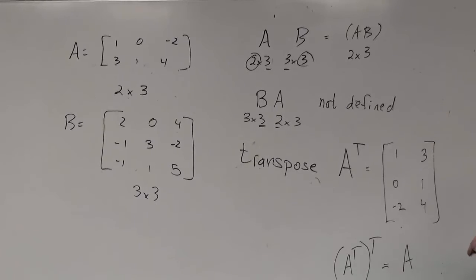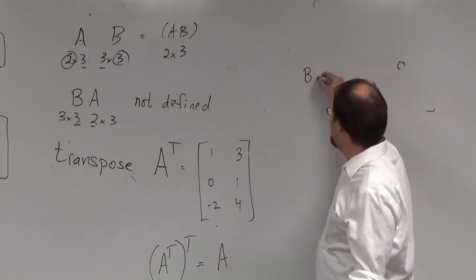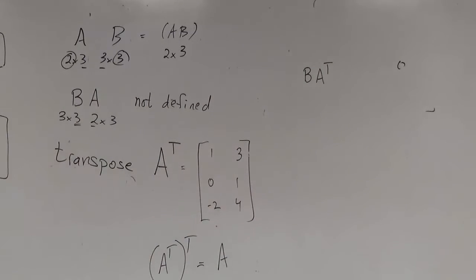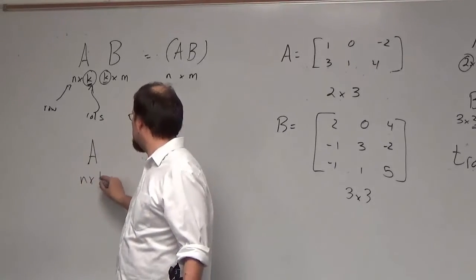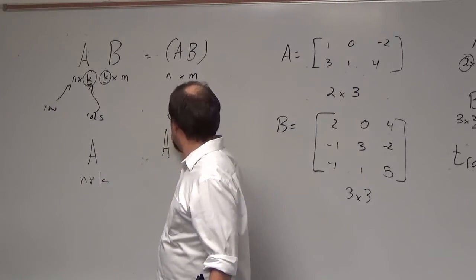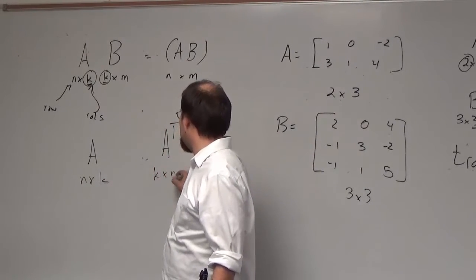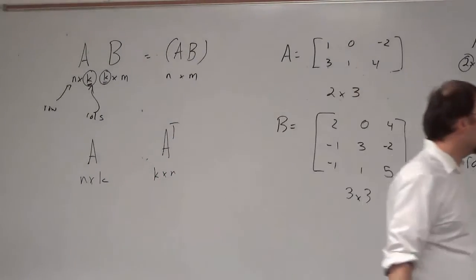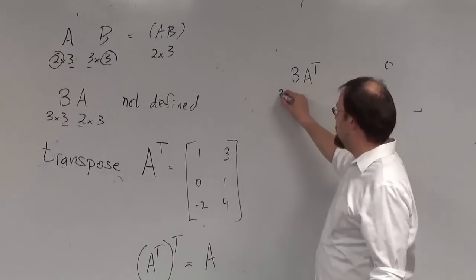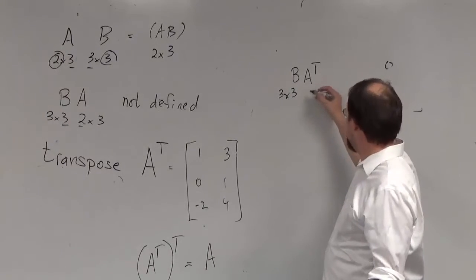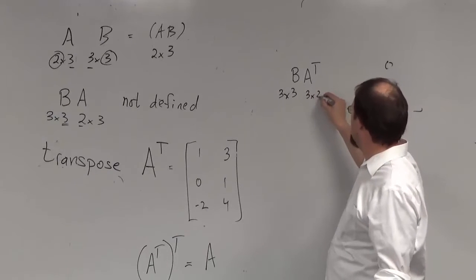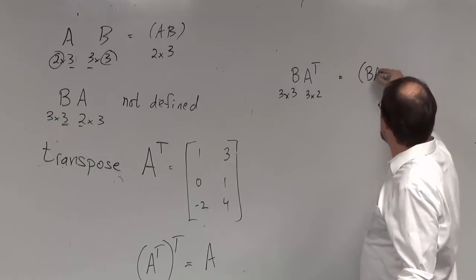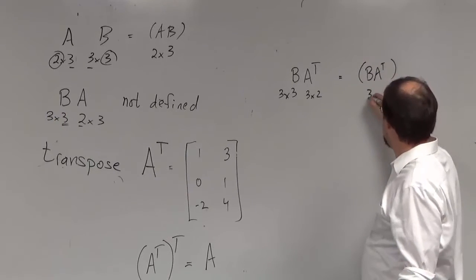So even though B times A is not defined, B times A transpose is. If A in general is an n by k matrix, then A transpose must be k by n, because the columns became rows and the rows became columns. So B is 3 by 3. A transpose is 3 by 2 because the rows and columns were exchanged, and the resulting multiplication will be a 3 by 2 matrix.